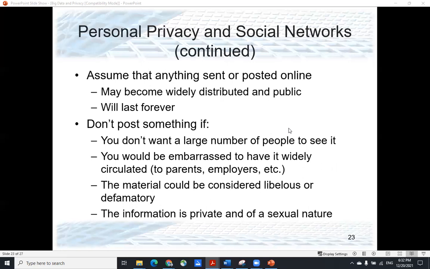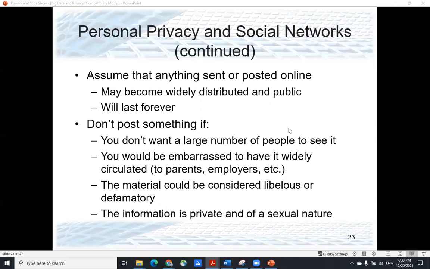Now we talk about how you need to assume that anything sent or posted online might not stay private. Even if you post it in a private group, it may become widely distributed and become public, and it might even last forever, even if you delete the post. How many times do people get in trouble? They wrote something on social media, deleted it, but it came back years later and haunted them, because somebody saved it, took a screenshot, or recorded it. Once you say something, it's hard to take it back and make it private.